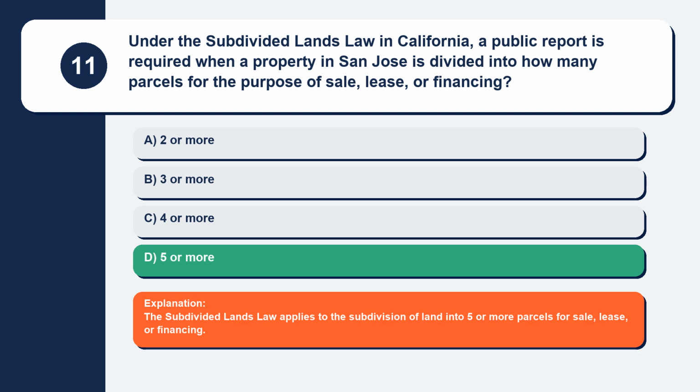Explanation: the Subdivided Lands Law applies to the subdivision of land into 5 or more parcels for sale, lease, or financing.